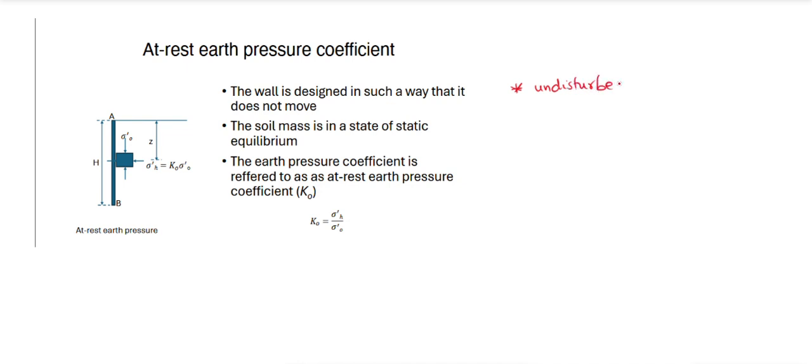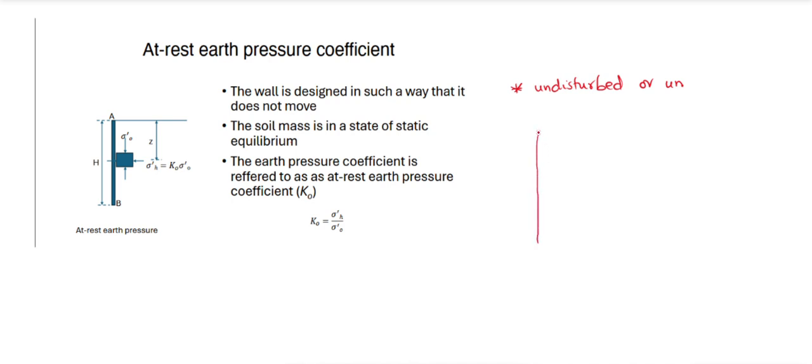So we are looking at an undisturbed or unrestrained soil. Do you get it? Means that there is no movement. The retaining wall is intact here. Do you get it? And so we say that the soil mass is in a state of static equilibrium.